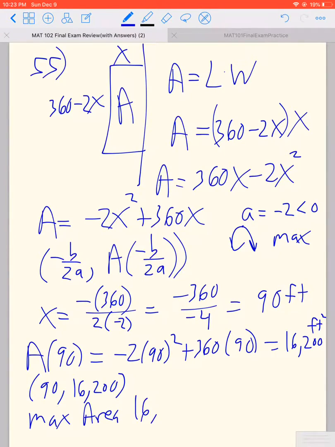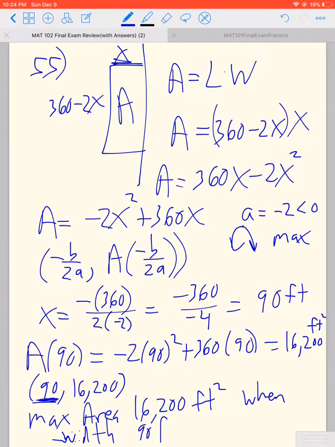So we have a max area possible of 16,200 square feet. How do we get that maximum possible area? Well, our x value, which stood for the width, would have to be 90 feet.